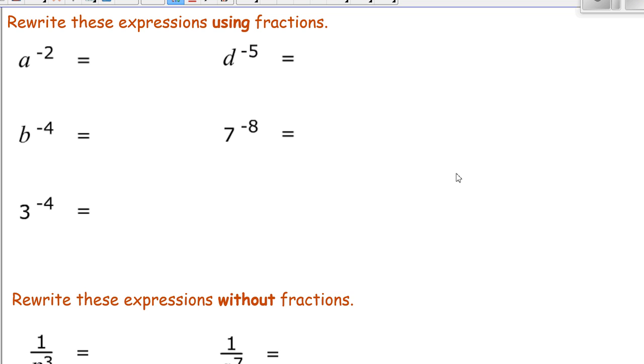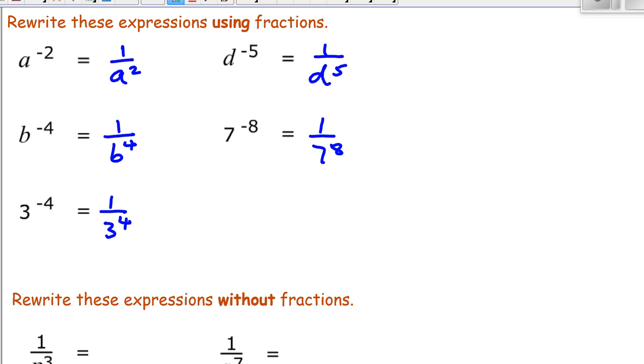So just using the same formula that we have derived in the previous page, we can simplify these expressions. So a to the power negative 2 will be 1 over a to the power 2. This will be 1 over b to the power 4, 1 over 3 to the power 4, 1 over d to the power 5, 1 over 7 to the power 8.